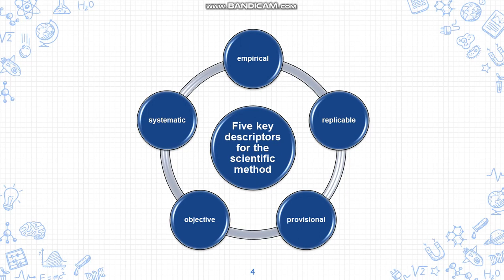Next, strictly speaking, the scientific method is systematic. That is, it relies on carefully planned studies rather than on random or haphazard observation. Nevertheless, science can begin from some random observation. It's a very important systematic feature. These are the main 5 key descriptors for scientific method. It means scientific methods should be like this.